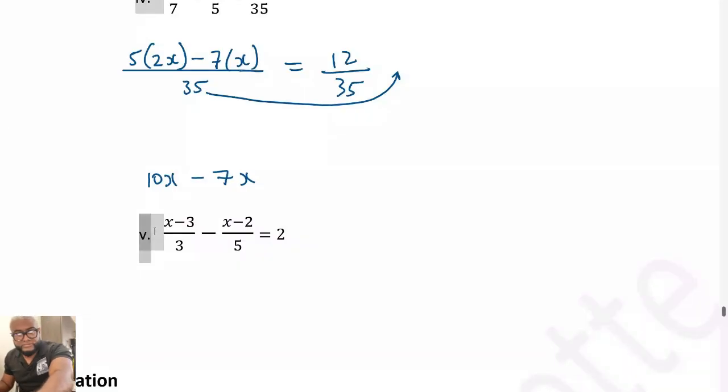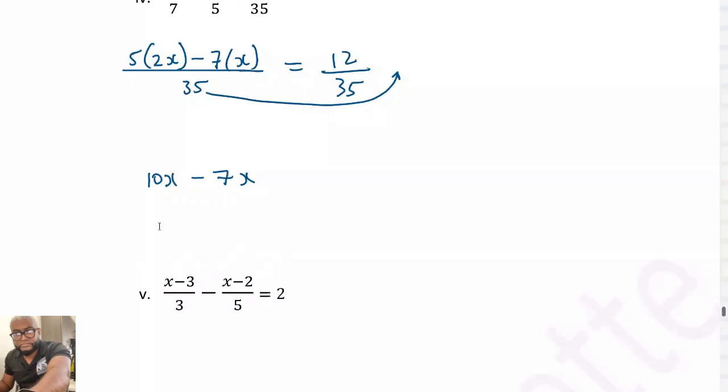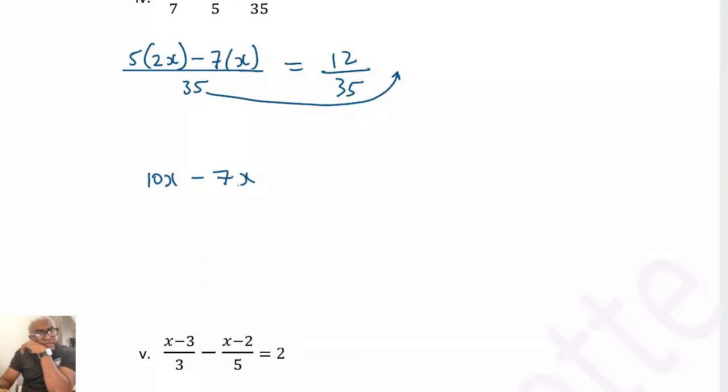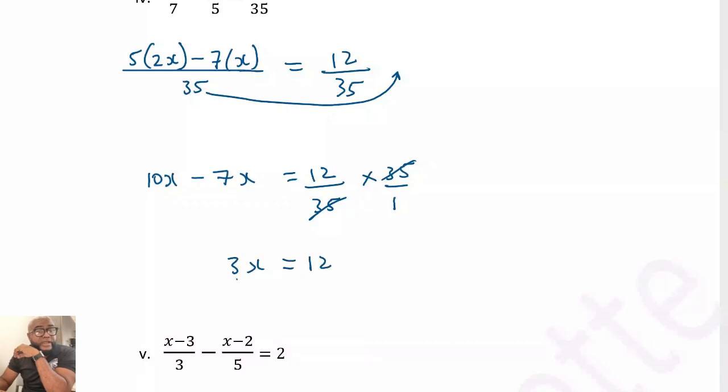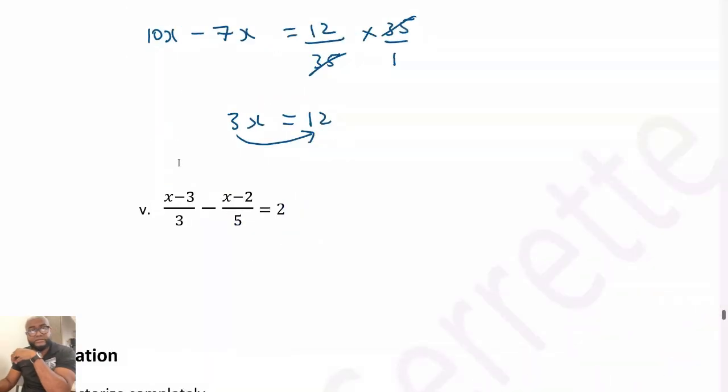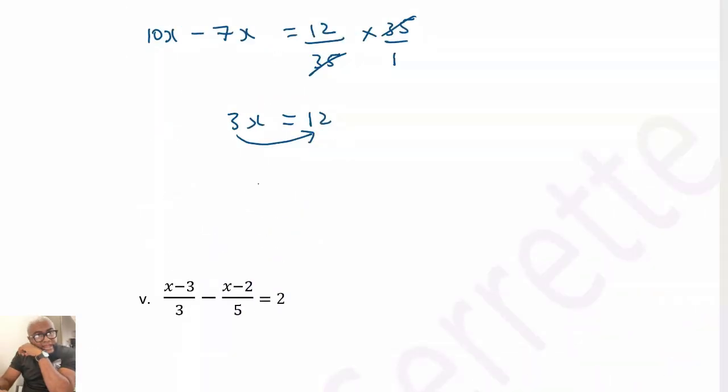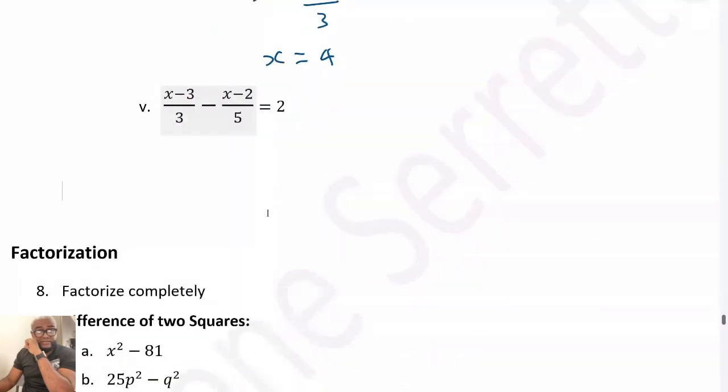Send it down. So this will be equal to 12 over 35 multiplied by 35. That's basically what's going on here, right? So the 35s cancel, and it just remains 12. 10x minus 7x is how much x? 3x is equal to 12. What do I do with the 3 when I carry it here? Divide. So x would be equal to 12 divided by 3. X is equal to 4. Everybody good there? Boom, bang. Now let me do the last part of the correction.